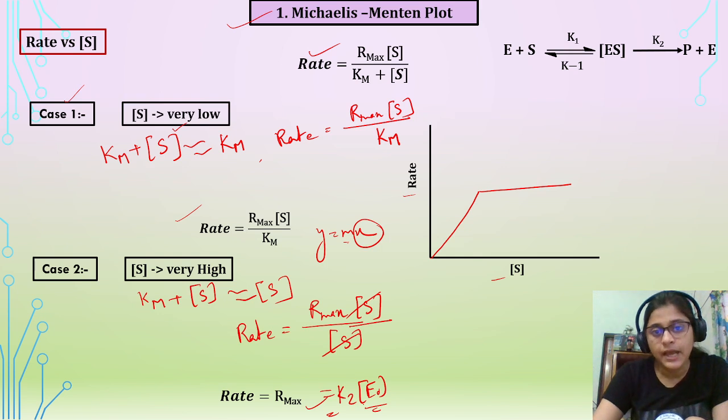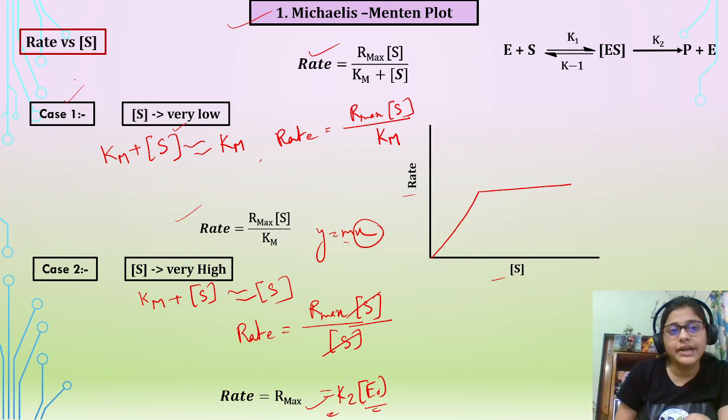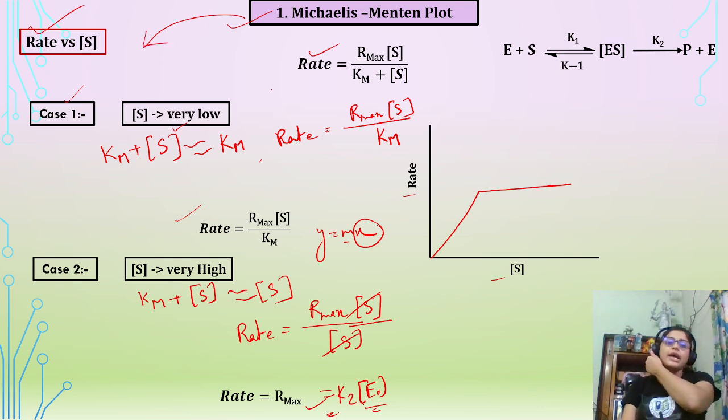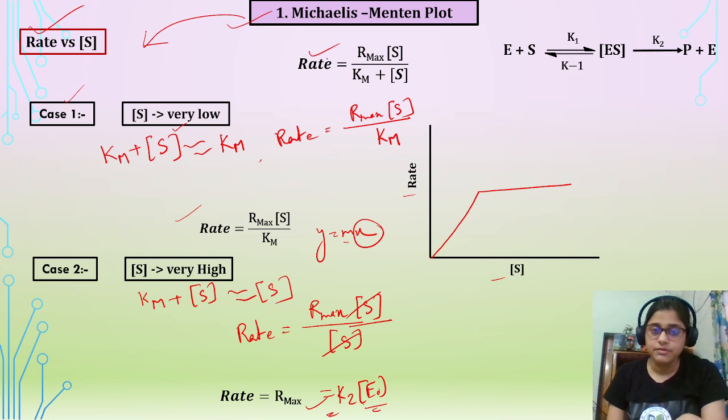Okay, and you should have the idea of how graphs are actually plotted by comparing with which equations. You should have a little bit of knowledge of graph plotting, then you can solve any question from this. So in the Michaelis-Menten plot, we are plotting rate versus S. Only this you have to know. The rest you can derive within a few minutes after putting in values. Okay.